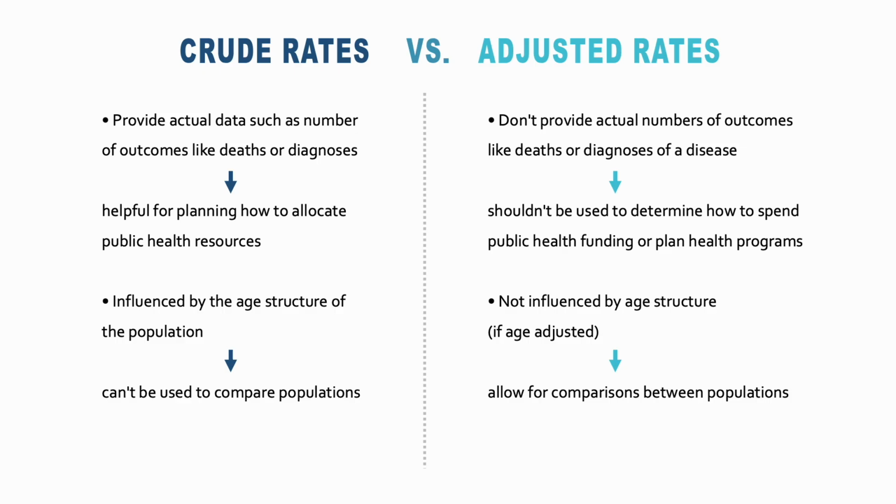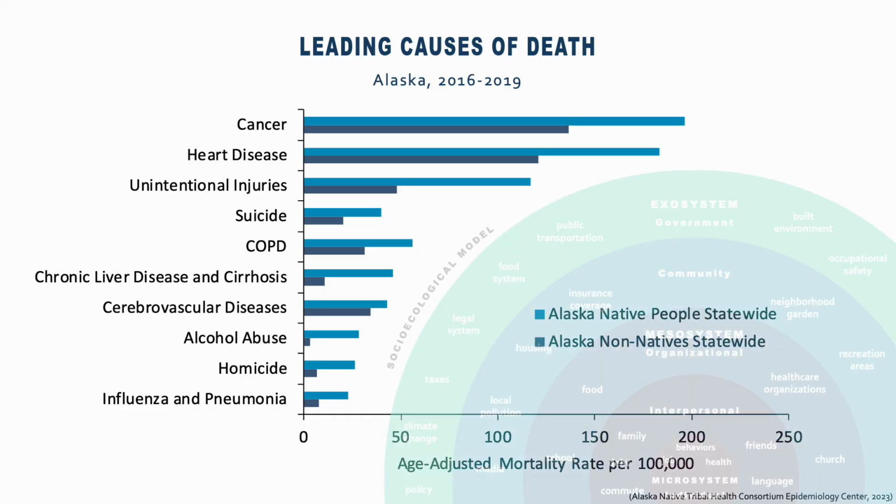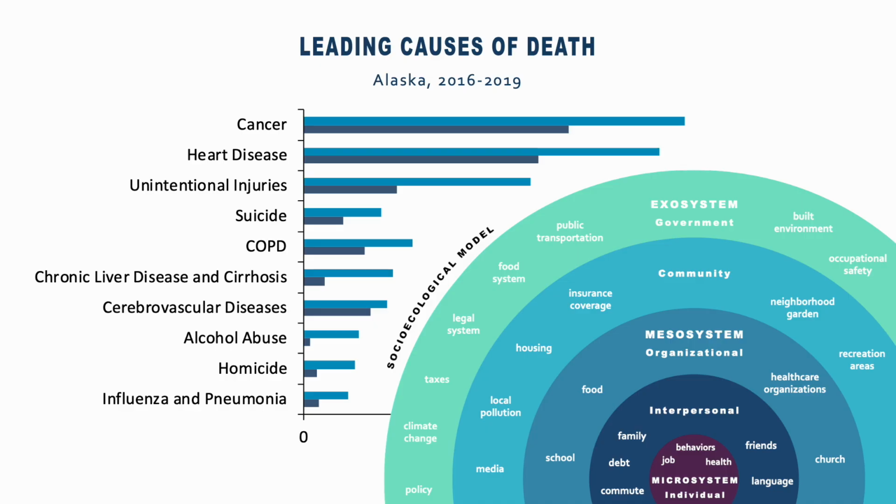Similar to the disparities in US data overall, Alaska data also demonstrates higher mortality rates among Alaska Native people compared to non-Native people in Alaska across all causes. On the x-axis this time, it's age-adjusted mortality rate per 100,000. And they have Alaska Native people in the lighter blue with Alaska non-Native people within the state in the darker blue. So if you go back to the socio-ecological model, think about some possible reasons for these differences.